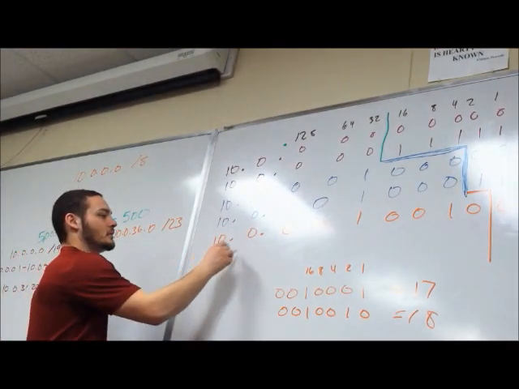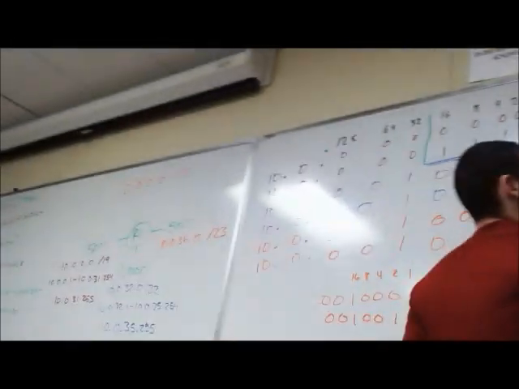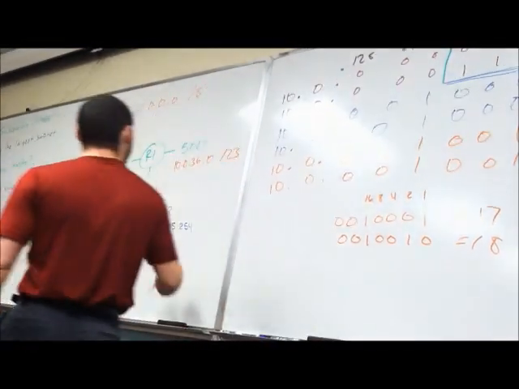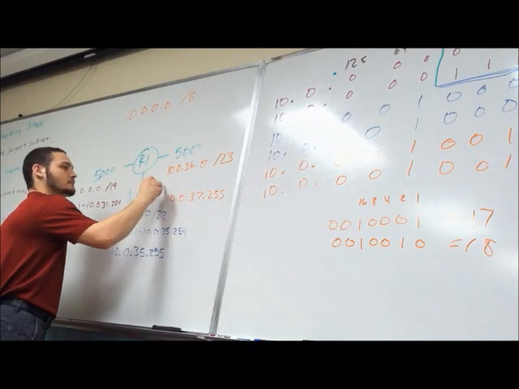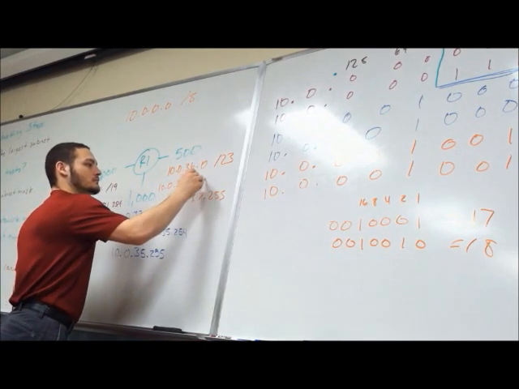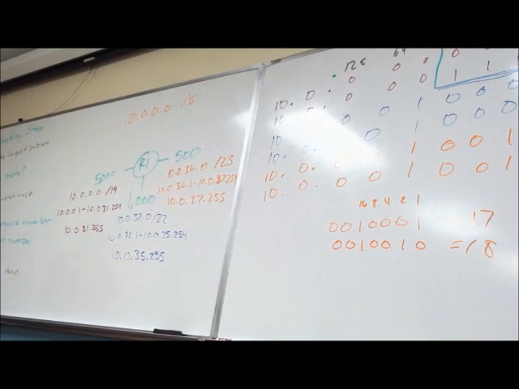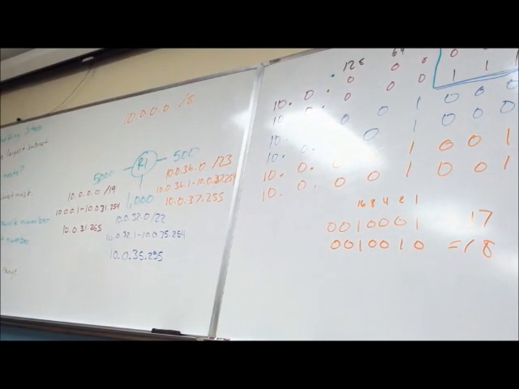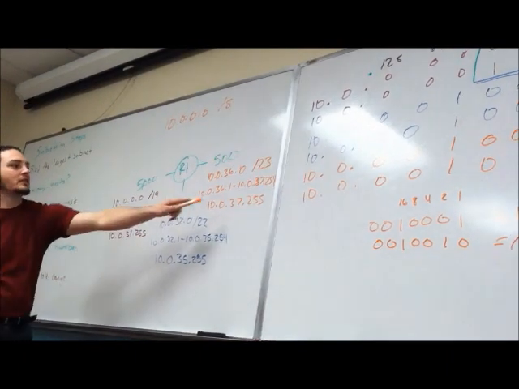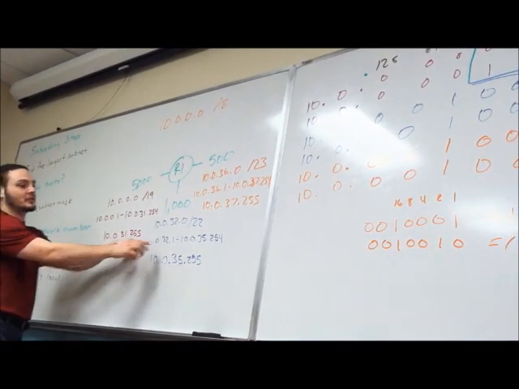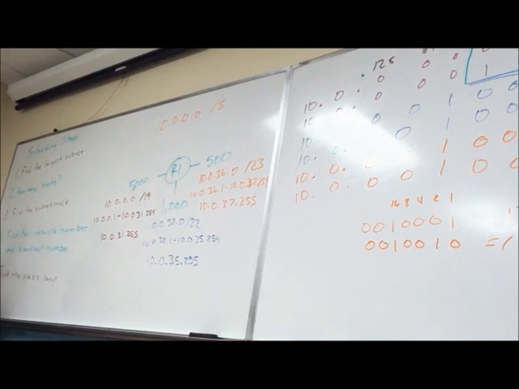Mm-hmm. And then our broadcast number. We're going to turn all the host bits into ones. 37.255. So it's going to be 36.1 to 37.254. And we're done. Yeah. And we can run our checks. All the network numbers are even. All the broadcast numbers are odd. And we went from 31.255 to 32.0, 35.255 to 36.0, so we didn't waste anything in between the subnets either.